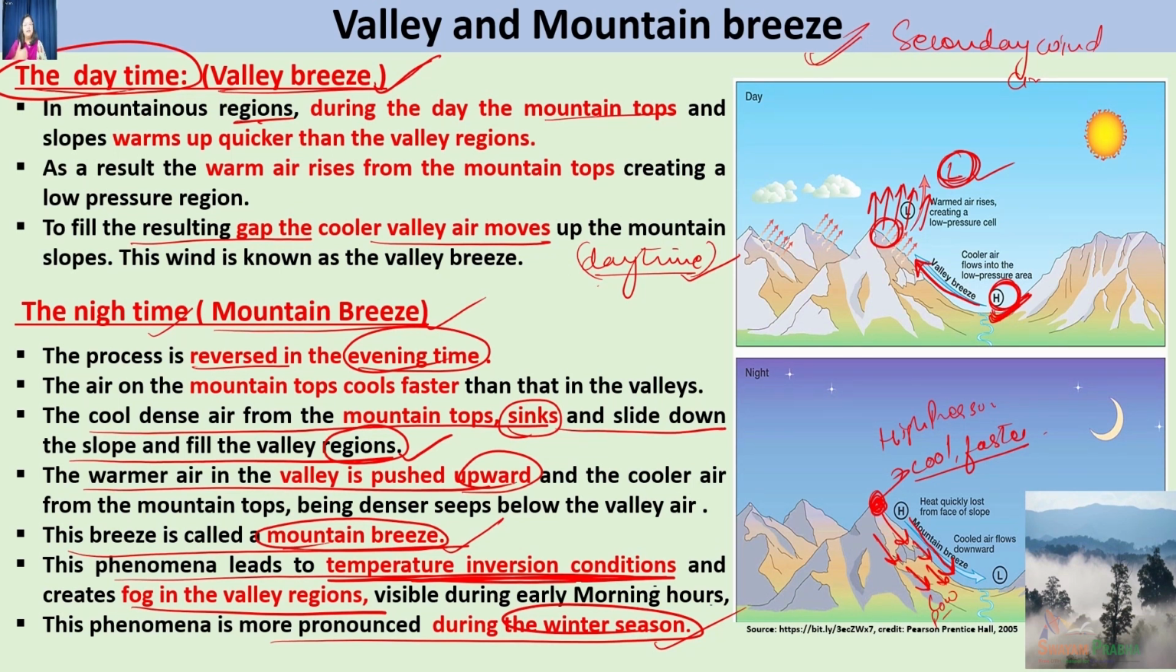So you have daytime valley breeze and you have nighttime mountain breeze, and they are both secondary wind circulation, periodic in nature, with reversed characteristics during the daytime and nighttime.